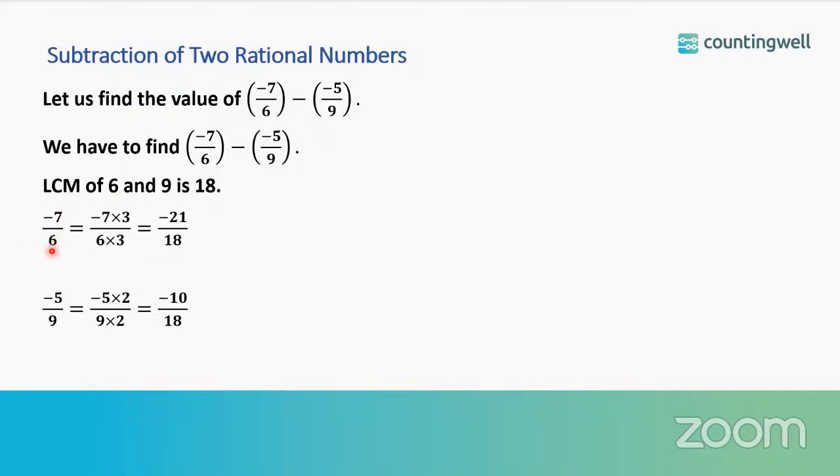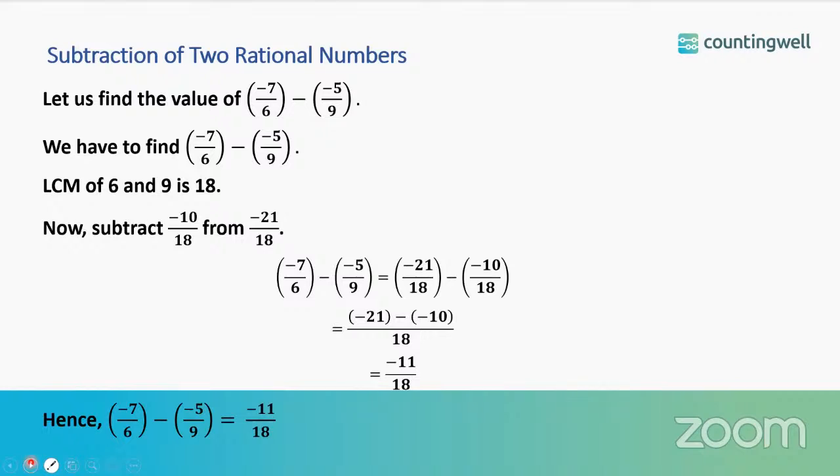So minus 7 by 6 will be equal to, since we want 18 in the denominator, you have to multiply 6 by 3. Same number you have to multiply to the numerator. So you have minus 21 by 18. Next we have minus 5 by 9. You have to multiply the denominator as well as the numerator by 2. So we'll get minus 10 by 18. Now we are going to subtract minus 10 by 18 from minus 21 by 18.